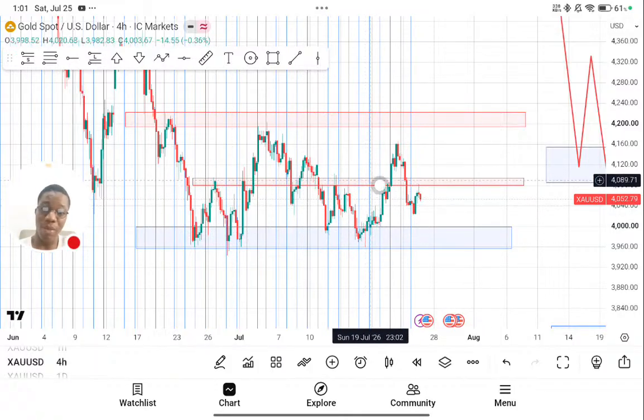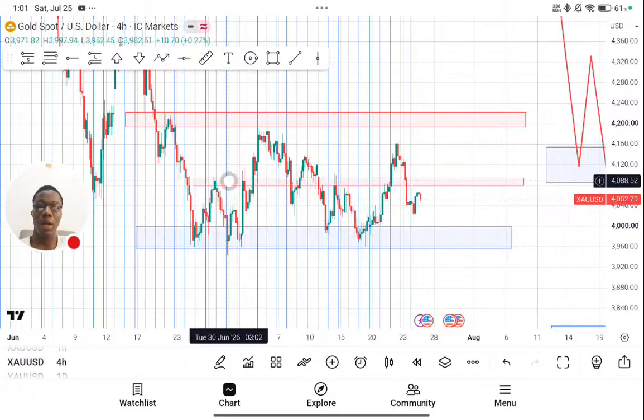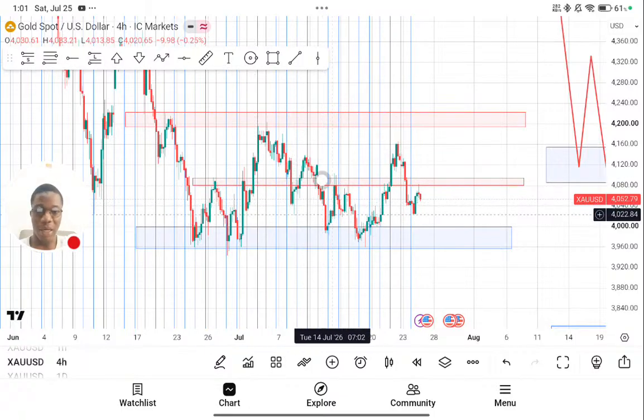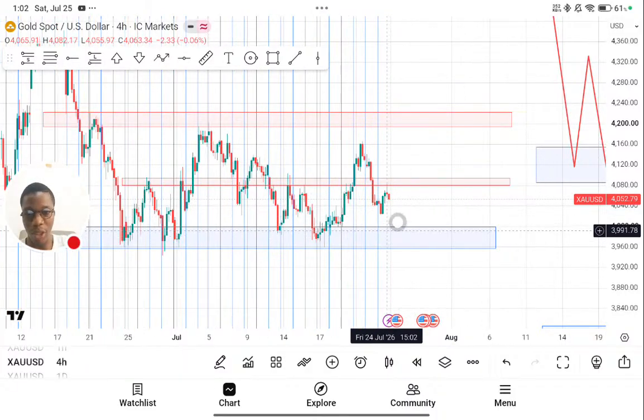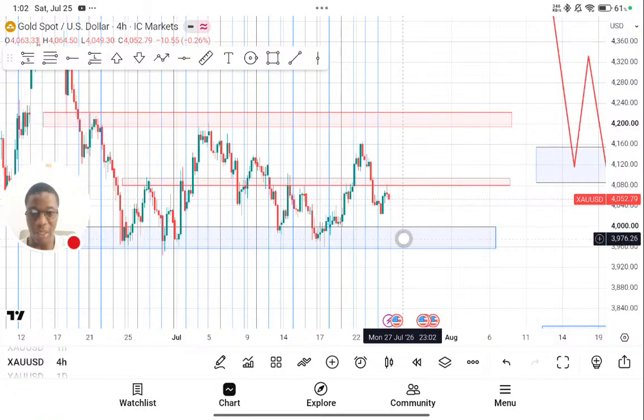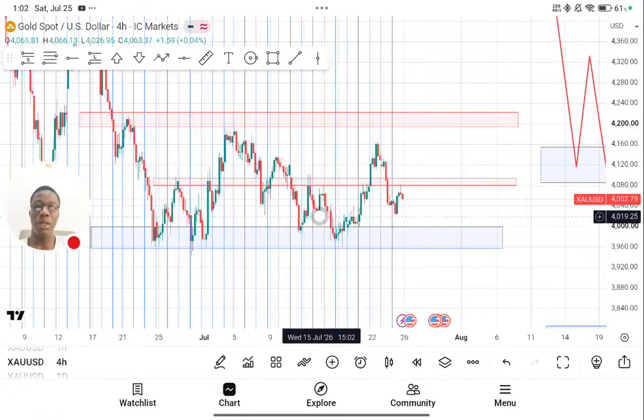But this one is a mini zone. Why? Price has been entering and moving around. So at what point would you know? Because even before the market closed right now, you could see price already reacting to that zone.